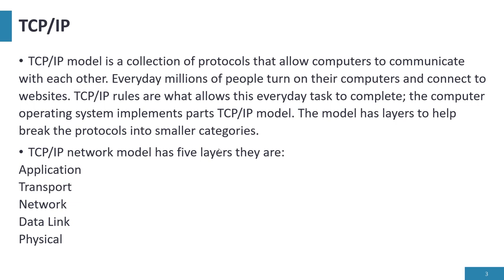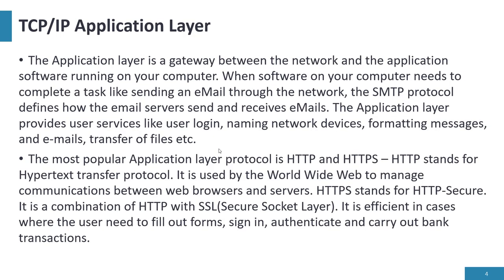The TCP/IP network model has 5 layers, and they are the application layer, transport layer, network layer, data link layer, and the physical layer. The application layer is at the top of the TCP/IP model. The application layer is a gateway between the network and the application software running on your computer.